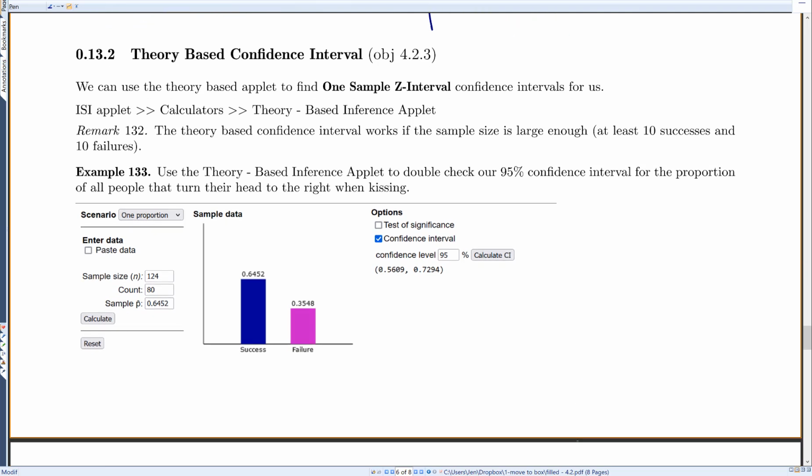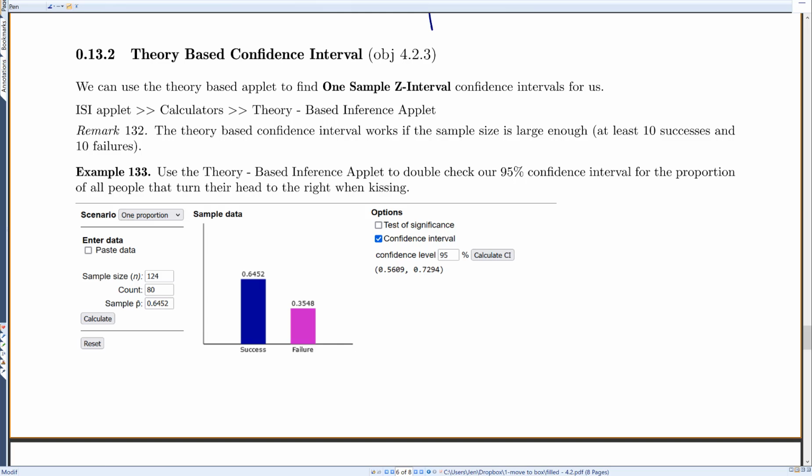So we learned how to do it by hand using our two standard deviations. But what if we want to use a theory-based confidence interval? Because we have computers, so why do it by hand when we can use theory-based methods? So we can use our theory-based applet to find a one-sample z-interval, confidence intervals first. It's called a z-interval because it's using a normal curve and something called z values. Okay, but that's all happening in the background. It's not anything you have to do.